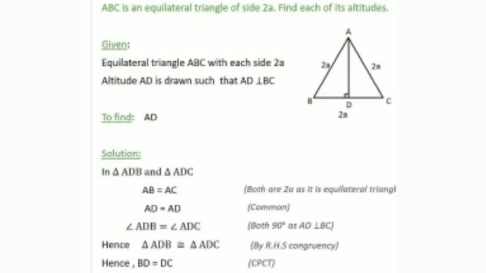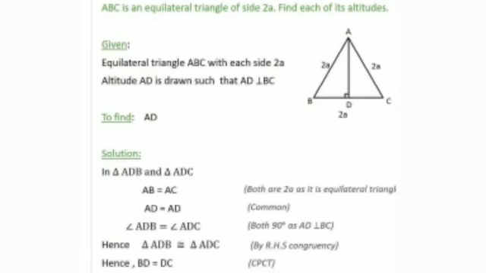Now here, as you can see, in triangles ABD and ACD, AB is equal to AC, which is given to us. AD is common between the two triangles, and here angle ADB is 90 degrees and on the other side angle ADC is 90 degrees. Therefore, by RHS both the triangles are congruent. If the triangles are congruent, then the rest of the parts are equal by CPCT. So this implies BD is equal to DC.